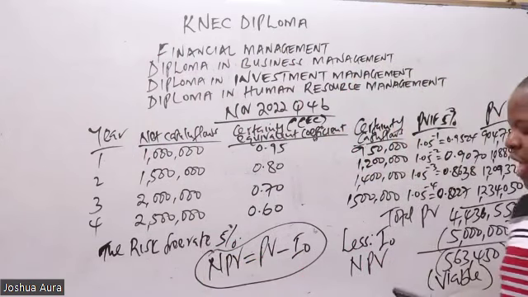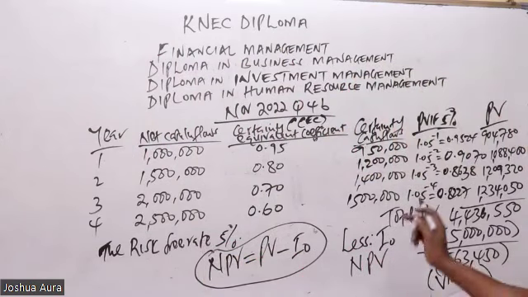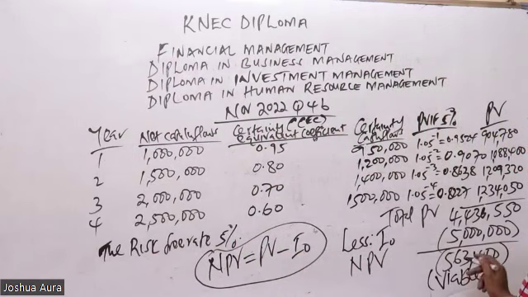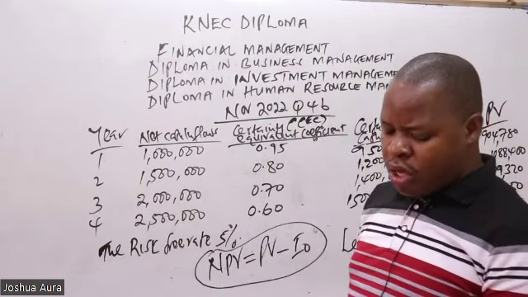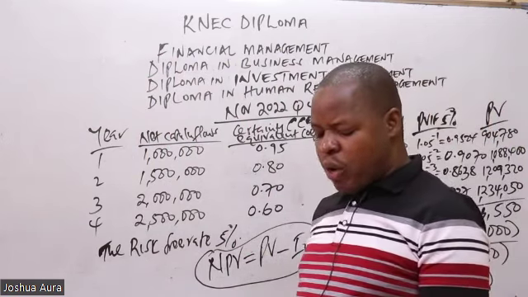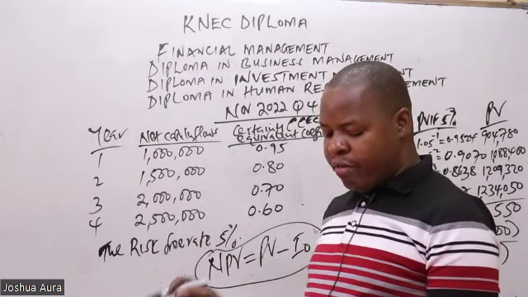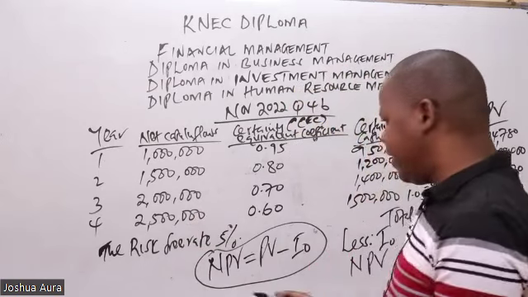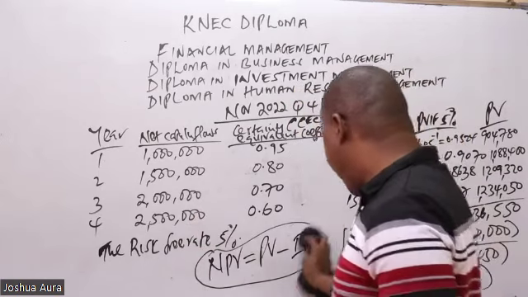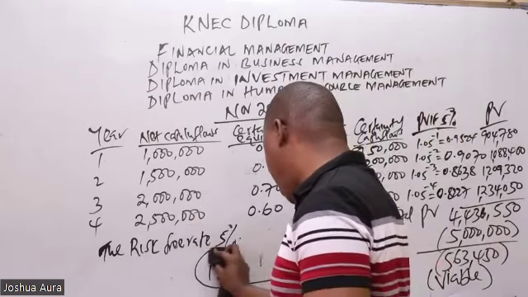We were required to get the NPV of the project. So the NPV of that project is 563,450, but negative, which is not viable. So for Roman 2, we are told to advise the management on whether to invest in the project or not. So our advice now will be this.